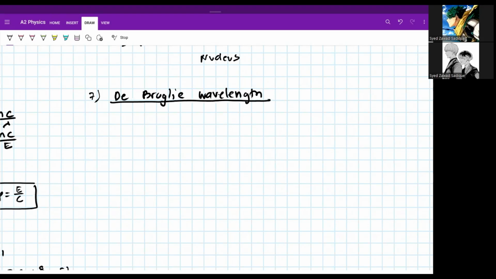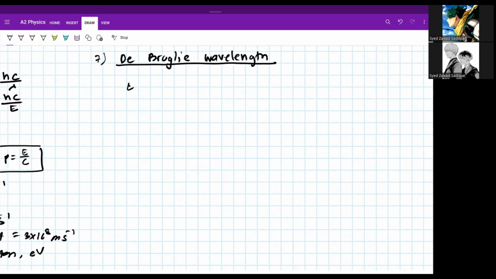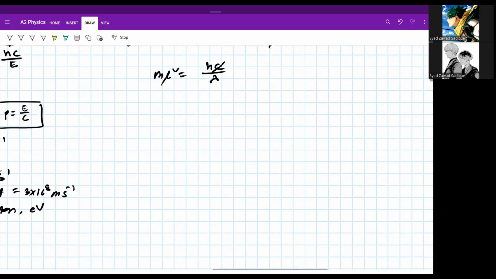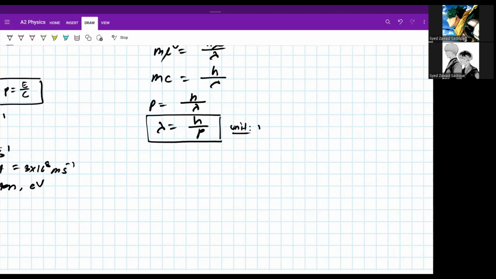All right. So we know E is equal to mc squared and E is equal to hc by lambda. We can equate the energies and write mc squared is equal to hc by lambda. Cancel out the c, so we get mc is equal to h by lambda. We can also say mc is momentum. So p is equal to h by lambda, lambda is equal to h by p, where the unit is meters.